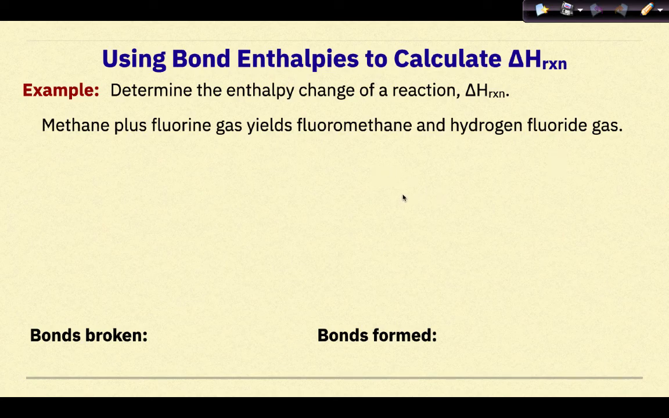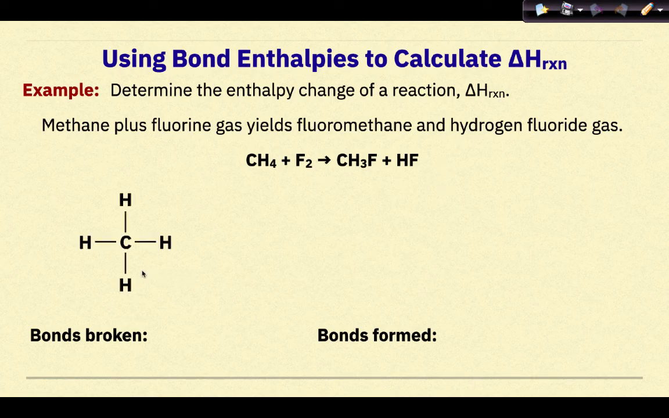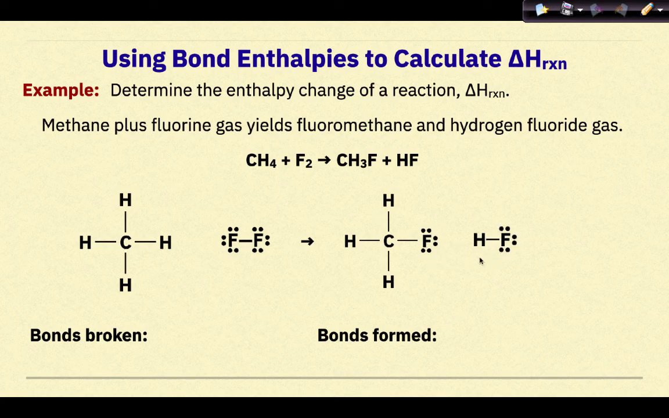And if you do it correctly, you should get CH4, which represents methane, F2, which represents the fluorine gas, CH3F, which represents the fluoromethane, and HF, which represents the hydrogen fluoride gas. Now, this is already balanced, which is great for us. So let's look at some of the structures that represent each part of the reaction. So we have methane, we have diatomic fluorine, which is undergoing a reaction to produce fluoromethane and hydrogen fluoride.